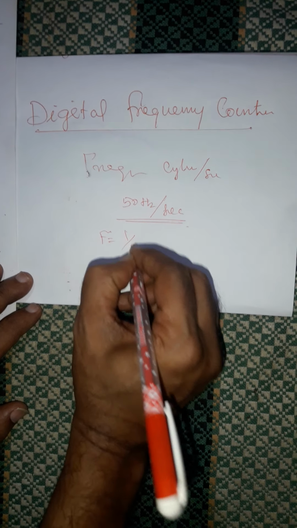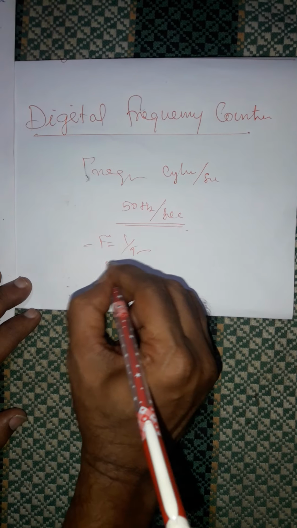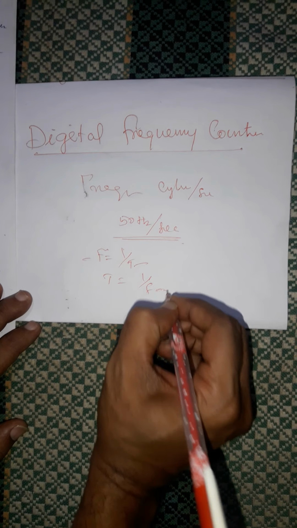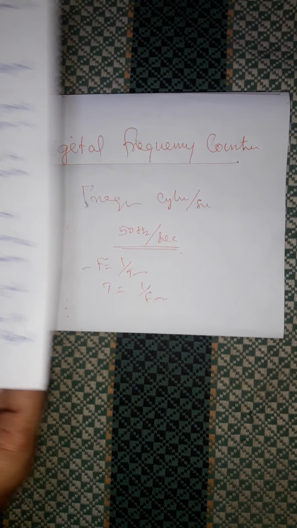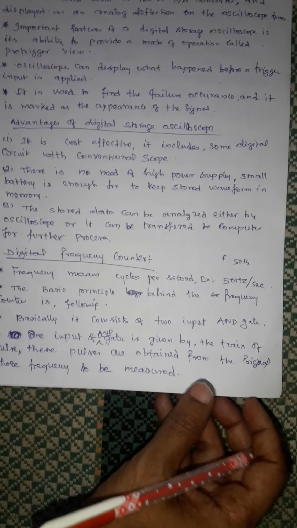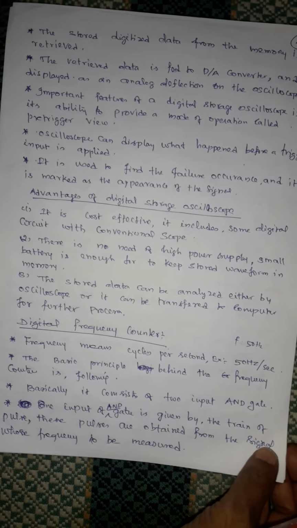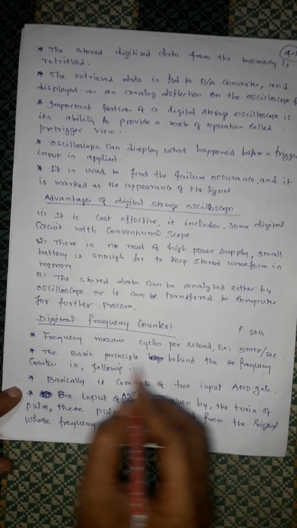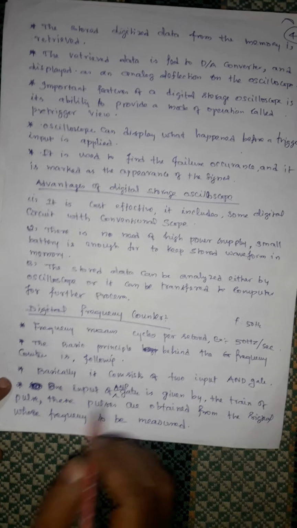That is called a frequency, or F equal to 1 by T, where T is the time period, or T equal to 1 by F. Frequency is nothing but cycles per second. Okay, the basic principle behind the frequency counter is the following.